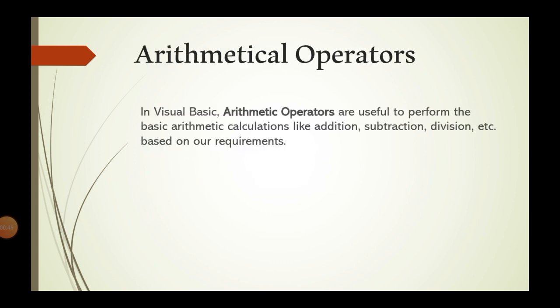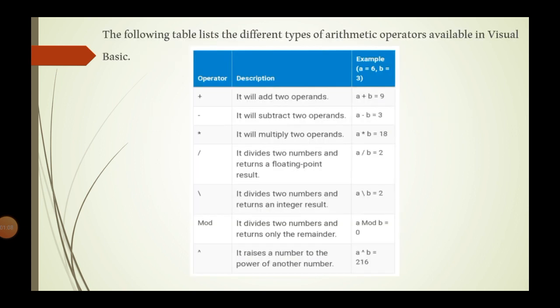Now first is the arithmetic operator. What is an arithmetic operator? In Visual Basic, arithmetic operators are useful to perform basic arithmetic calculations like addition, subtraction, and division, based on our requirement. It means we can perform basic arithmetic operations on the operands by using arithmetic operators. These are the different types of arithmetic operators available in Visual Basic, like plus, minus, division and so on. The first column is operator, the second is description, and the third is example.